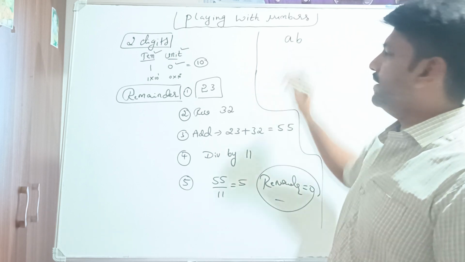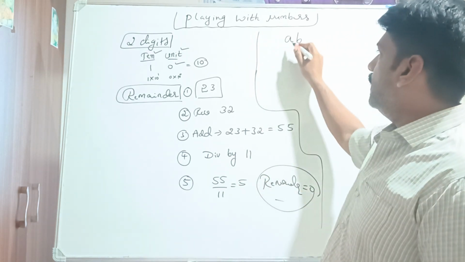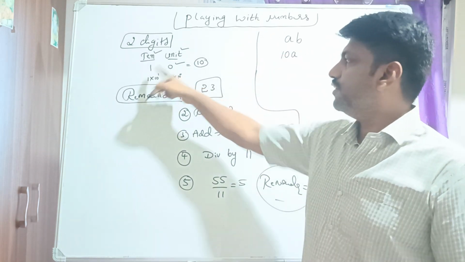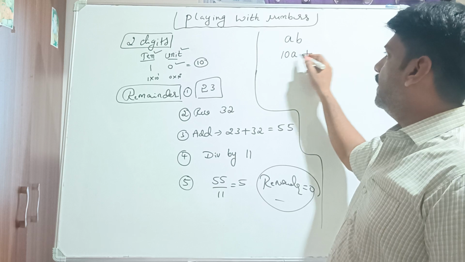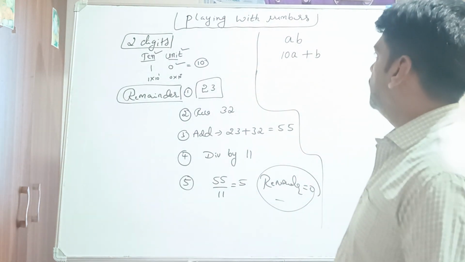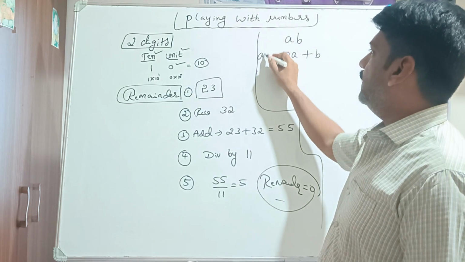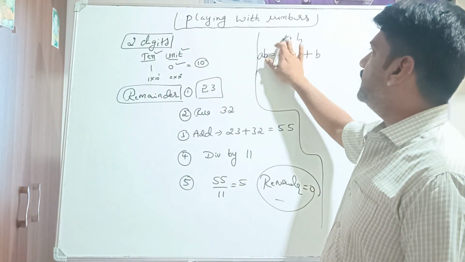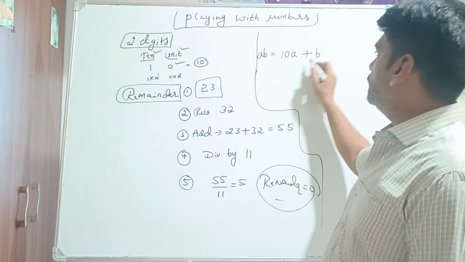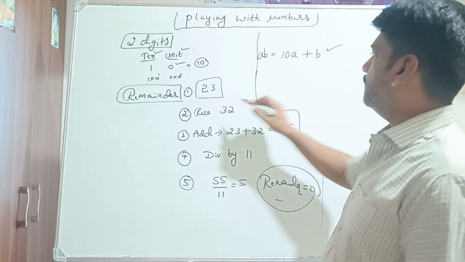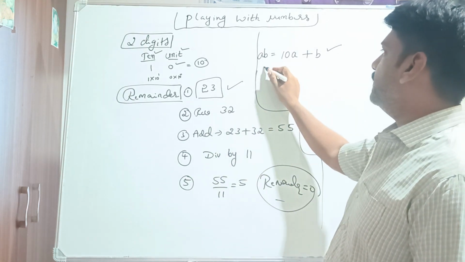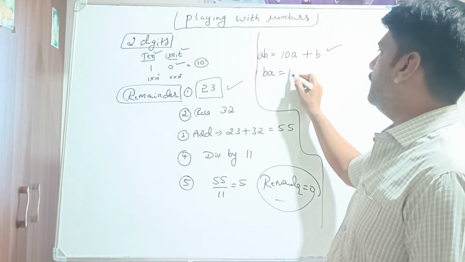Look at this. The two-digit number, I will consider it as AB. Since A is in the 10th position, I will consider it as 10A, and the unit position is B. So AB can be written as 10A plus B. This is step number 1. What is step number 2? Reversing. What is happening here is this part.